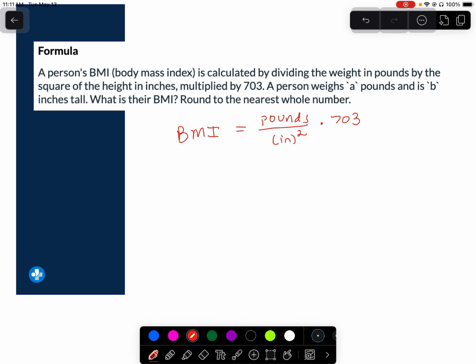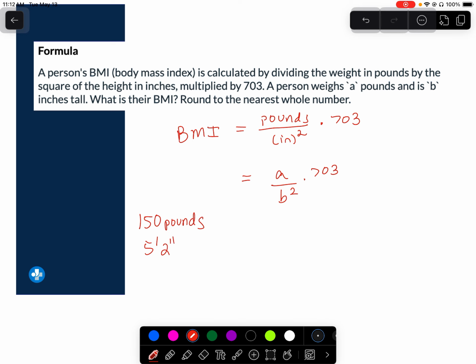Okay. So next, what do we do with that? It says a person weighs A pounds. So where the pounds is, let's put an A. And B inches tall. So that would be a squared. Times 703. So what is their BMI? Rounded to the nearest whole number. Well, whatever you got, A and B. So let's say that someone is 150 pounds and they are 5 foot 2 inches. Okay, let's find their BMI.